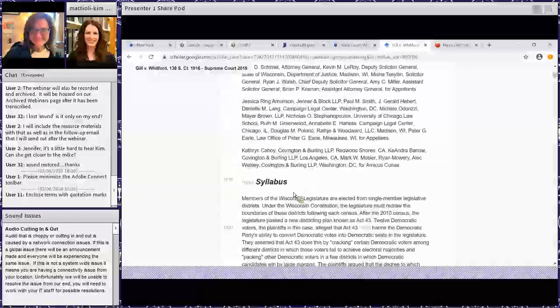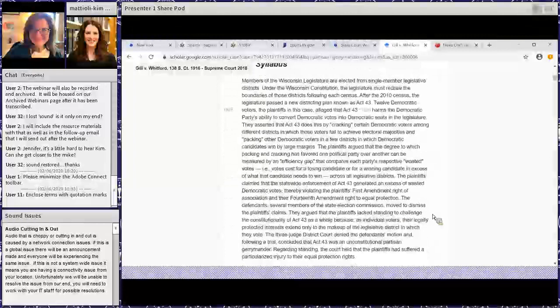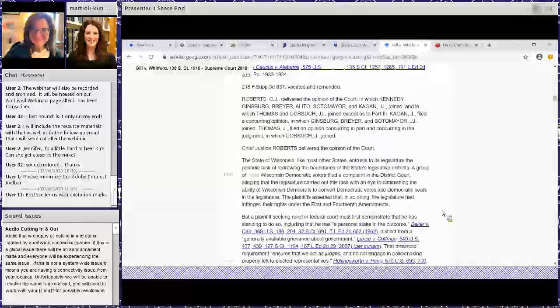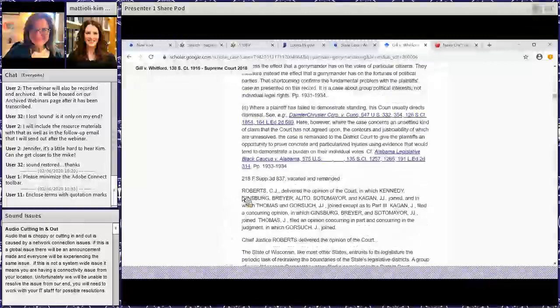And on Google Scholar, it does still include the syllabus, so you can just read that to get a summary of what happens in the case if you want to. If you scroll down past the syllabus, you can start to see how ridiculously complicated some of the signing on to different opinions is. Some people have signed on only for parts 1 and 2, but not 3. You can concur in part, concur in the judgment, but dissent in other parts. So it can get a little much, but this is how you would figure out who signed on to what part. And then you'll get to the text of the opinion.